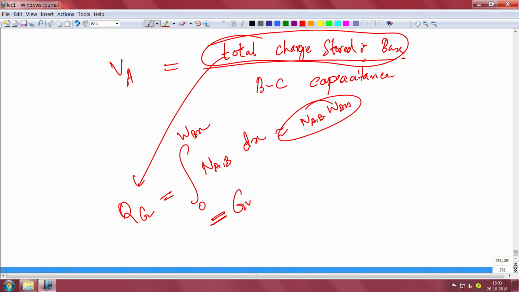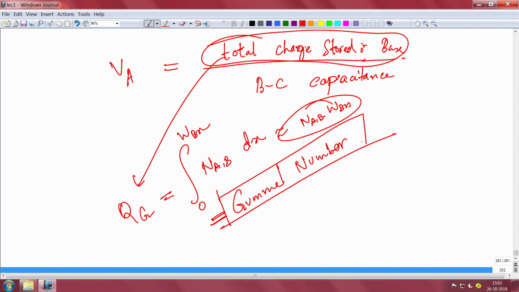This is called the Gummel number. The Gummel number basically tells you the total amount of majority positive charge here in case of NPN. In case of PNP, it will be majority negative charge. It is the majority positive charge stored here in the base, in the neutral base width region. This is called the Gummel number.